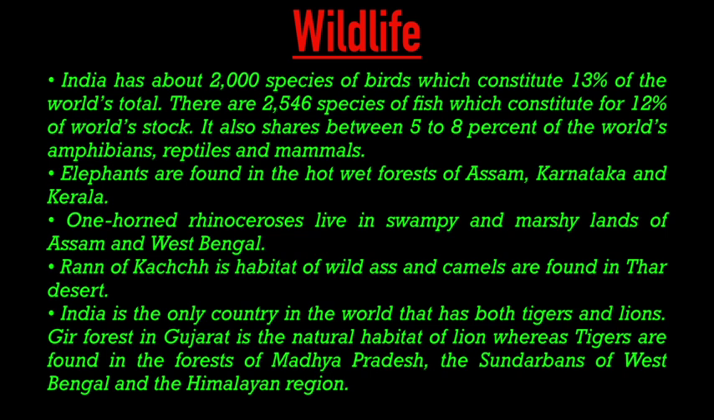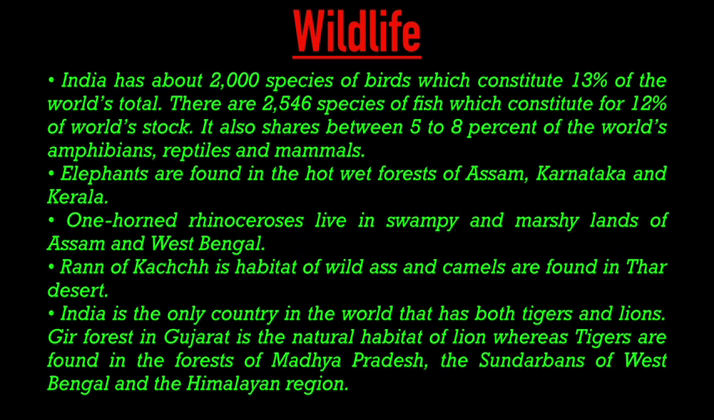Elephants are found in the hot wet forests of Assam, Karnataka, and Kerala. The one-horned rhinoceros lives in the swampy and marshy lands of Assam and West Bengal. The Rann of Kutch is the habitat of the wild ass, and camels are found in the Thar desert of Rajasthan. India is the only country in the world that has both tigers and lions.